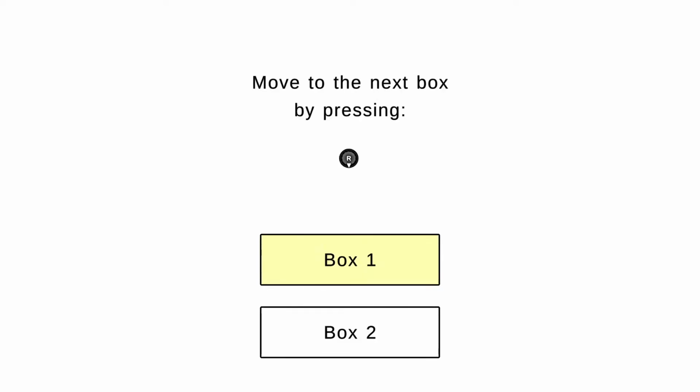Box 1. Move to the next box by pressing right stick down. Box 2. Move to the previous box by pressing right stick up. Box 1. Select a box by pressing A. NVIDIA GeForce Overlay unavailable. Stories of Blossom.